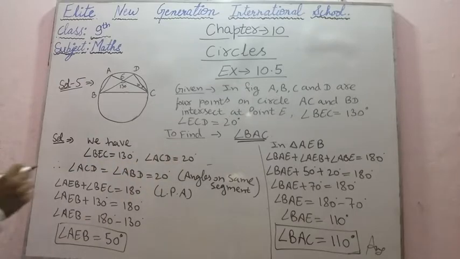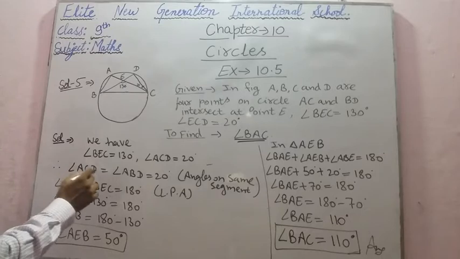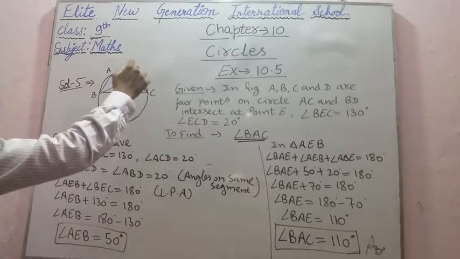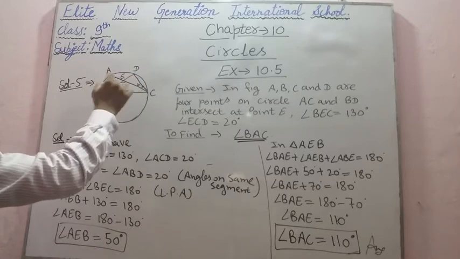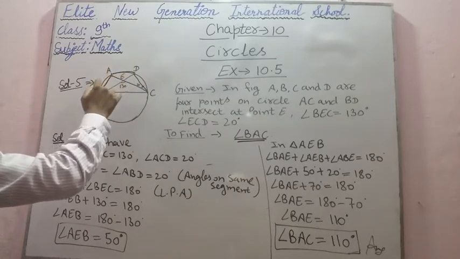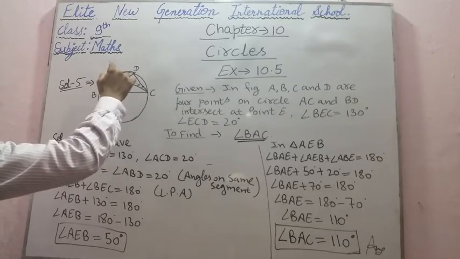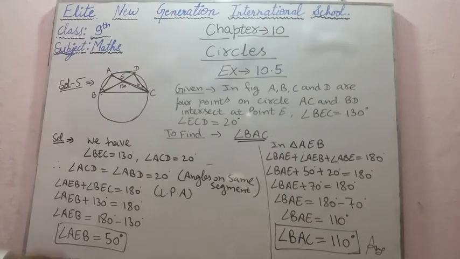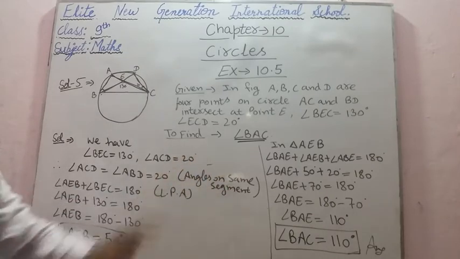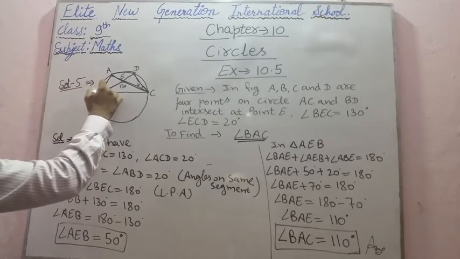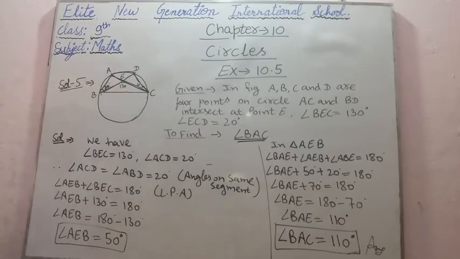degree. Now we can say that angle ACD will be equal to angle ABD. Here ACD equals angle ABD. Why are they equal? Because they are on the same segment AD. On AD, one angle is ABD and one angle is ACD. So these two angles will be equal, because angles on the same segment are equal. So here we can say ABD will also be 20 degree. Means this angle will also be 20 degree.